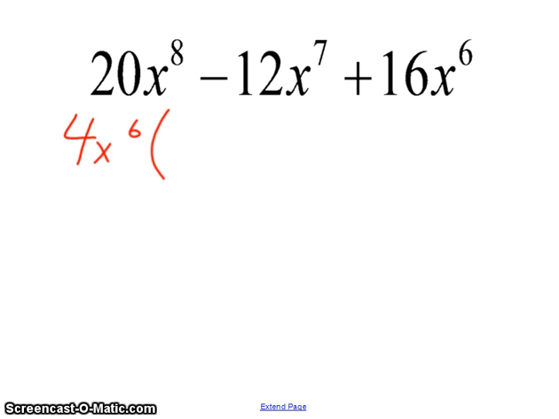All right, so 20 divided by 4 is 5. X to the 8th divided by x to the 6th, you're subtracting the exponents, gives you x to the 2nd. Negative 12 divided by 4 is negative 3. X to the 7th divided by x to the 6th, subtract the exponents, gives you x to the 1st. You don't have to write the 1. 16 divided by 4 is 4. And then x to the 6th divided by x to the 6th is 1. And then since 4 times 1 is 4, I don't have to write anything for that. So there it is.